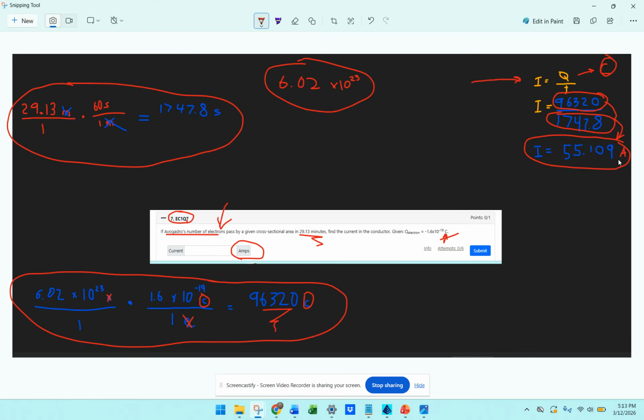You just have to do that additional step where for Q6, you've got to divide by 1,000. And then they give you this number right here.